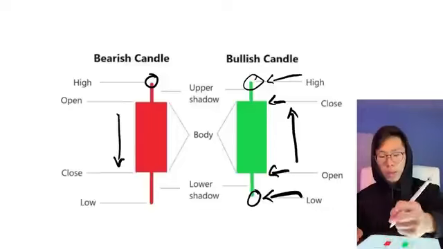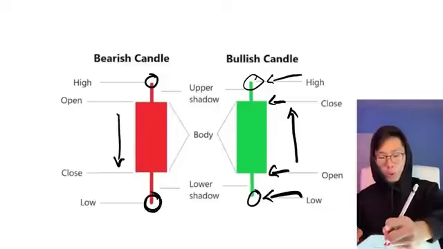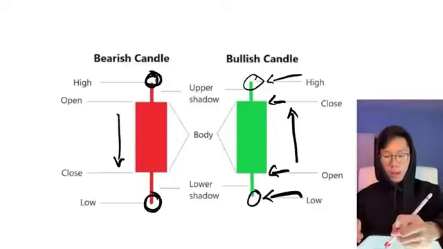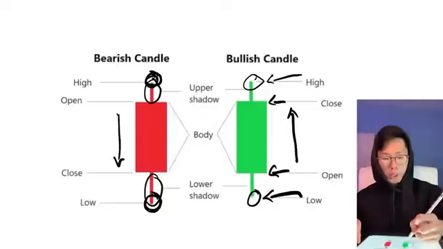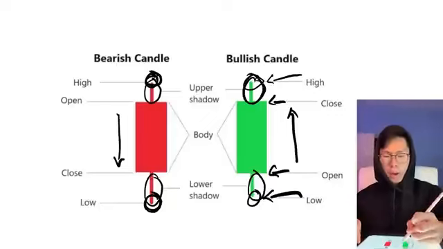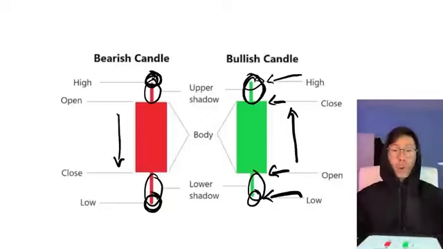So once again, this is the same thing, the lowest point price went to and the highest point price went to. And like I said, this is your upper wick and this is your lower wick, or you can call them upper shadow or lower shadow. It really does not matter.